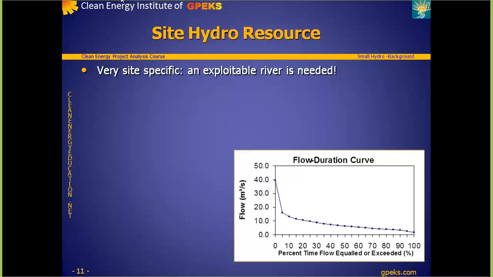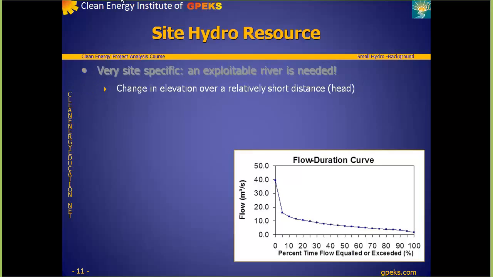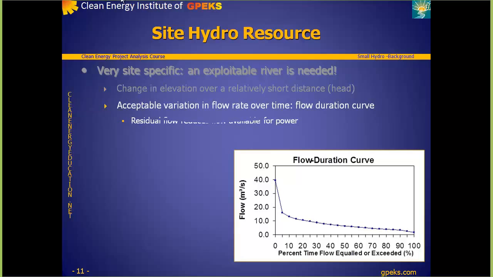Given that a site has an exploitable river, the hydro resource will be related to the head and the flow. Stretches of river that lose significant elevation over a short distance offer good head. The flow, and therefore the resource, will vary with the time of year and even the time of day. During wet seasons, or when snow is melting, the flow will be high. During dry seasons, or when precipitation takes the form of snow, the flow will be low.